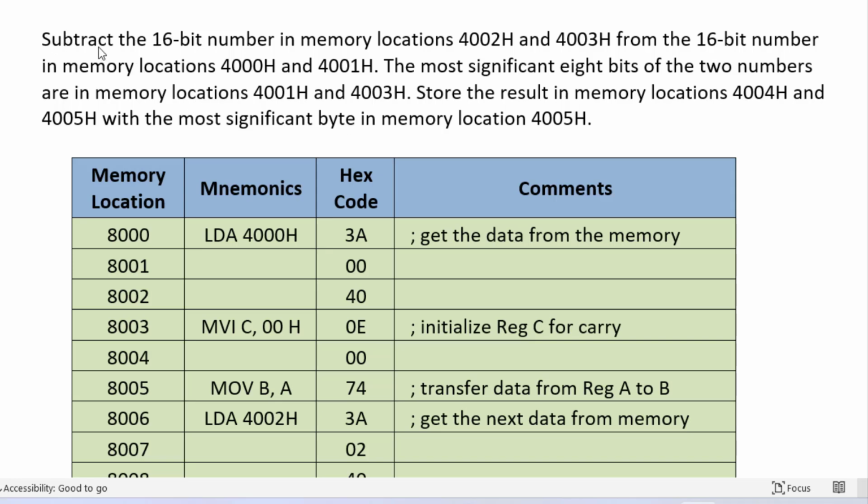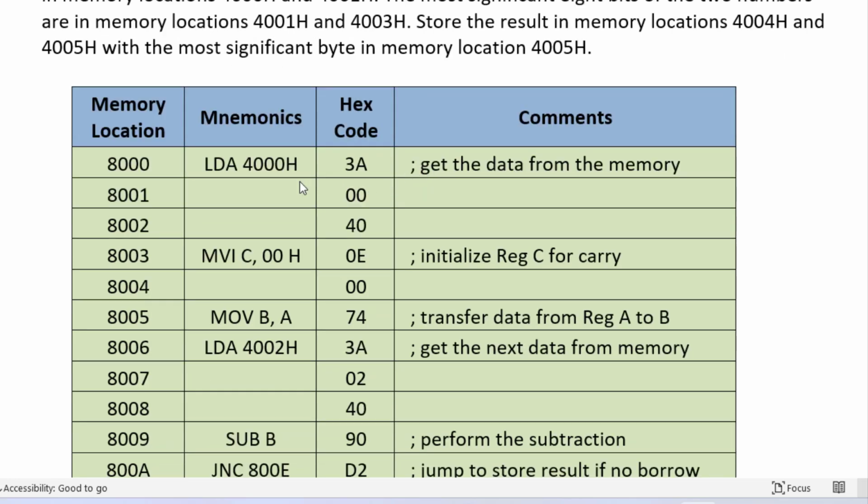So the first one is: subtract the 16-bit number in memory locations 4002H and 4003H from the 16-bit number in memory locations 4000H and 4001H. The most significant 8 bits of the two numbers are in memory locations 4001 and 4003, and store the result in memory locations 4004H and 4005H with the most significant in 4005. So we have to perform 16-bit subtraction and the numbers are in the memory locations. I will show that with an example.